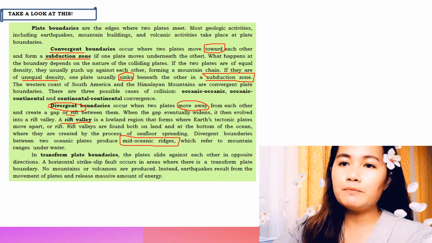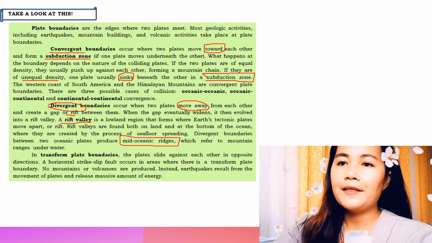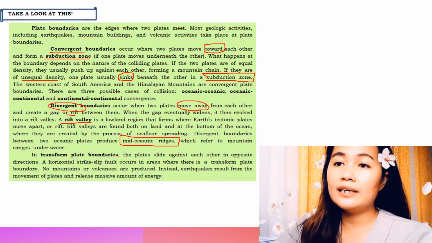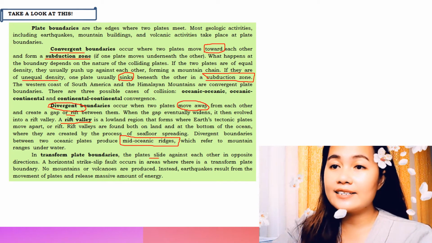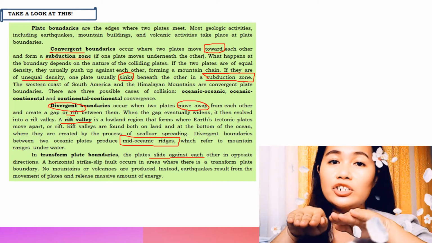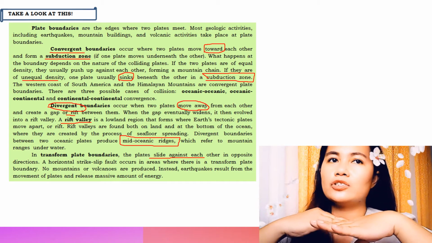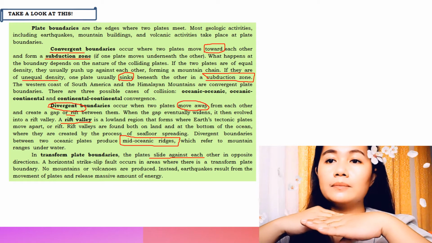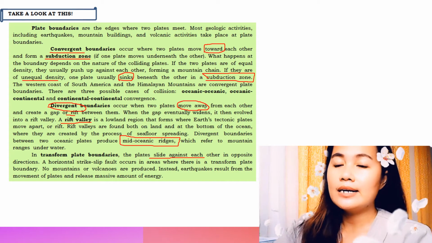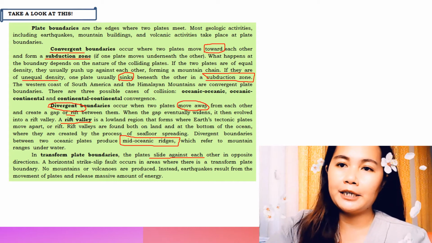In the third type of boundaries, we call it as transform plate boundaries. The plates do not converge, they do not also move apart, but they slide past each other. So, sa convergent, padong magbangga. Sa divergent, padong magbuwag. Sa transform fault, mag-ibid-ibid. So, dili sila magbangga, dili sila magbuwag, pero they are just sliding past each other in opposite directions. A horizontal strike-slip fault occurs in areas where there is a transform plate boundary.